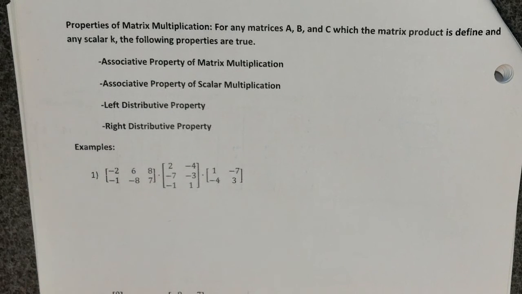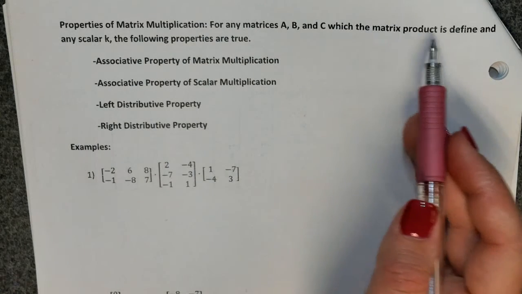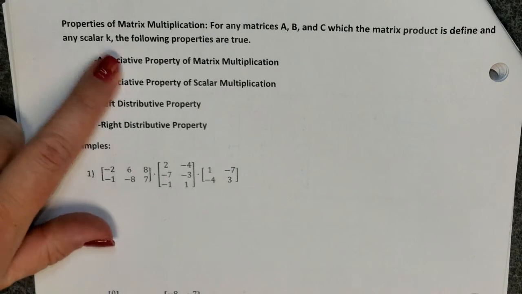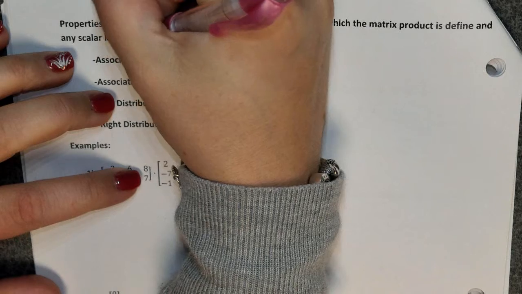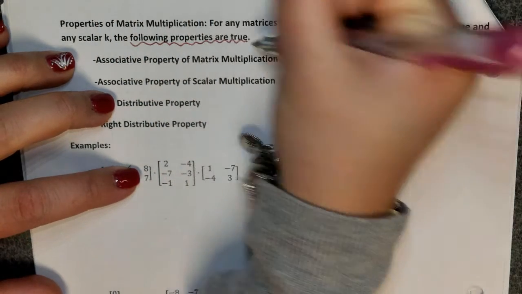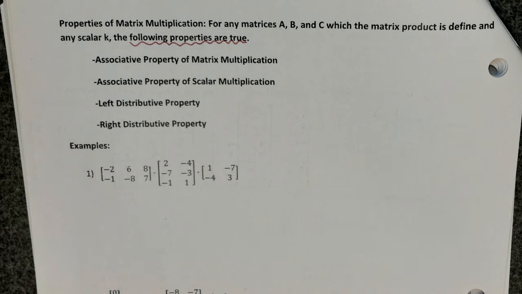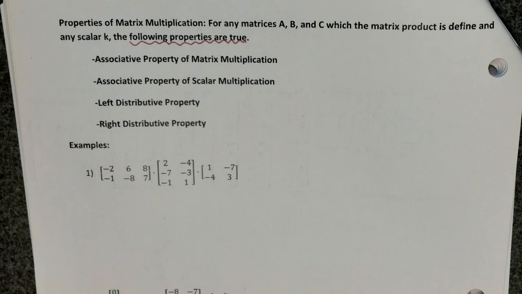All right, so properties of matrix multiplication. For any matrices A, B, and C. When we write these rules out, A, B, and C are going to be matrices when the matrix product is defined. So we're going to assume that we can multiply them. Scalars will be written as K, and the following properties are true. We talked about the commutative property when you're switching the order. That one was not true. These 4 properties all work.